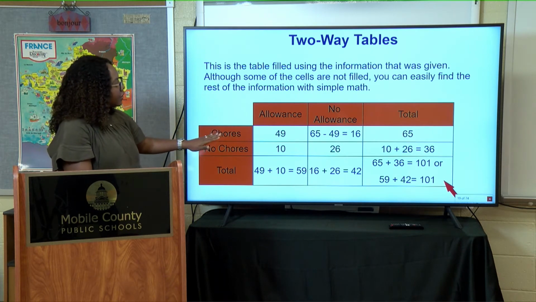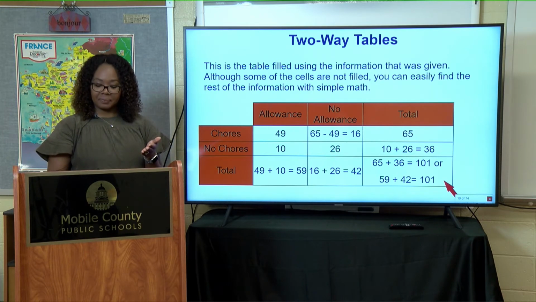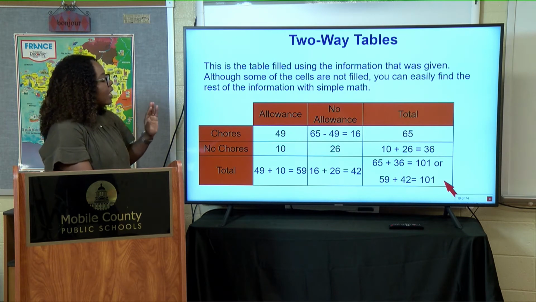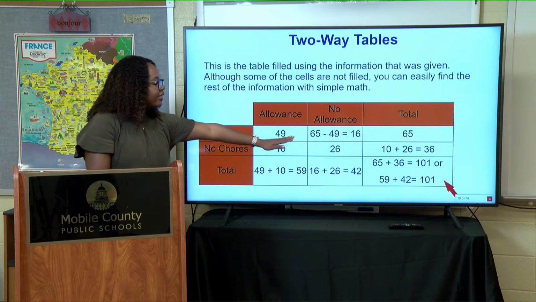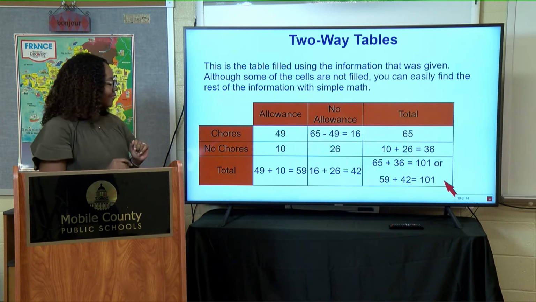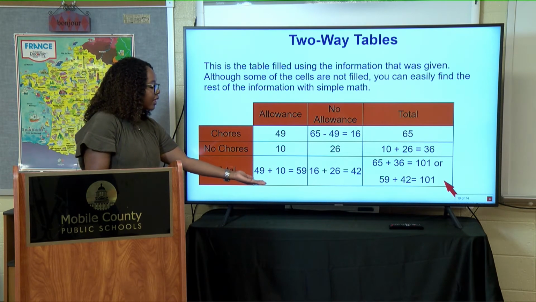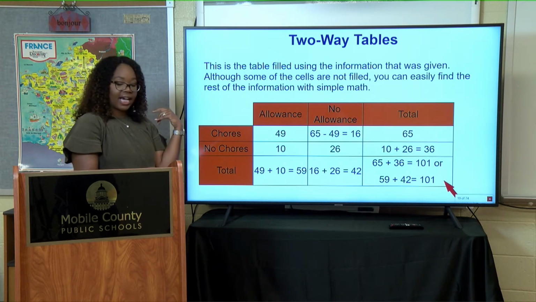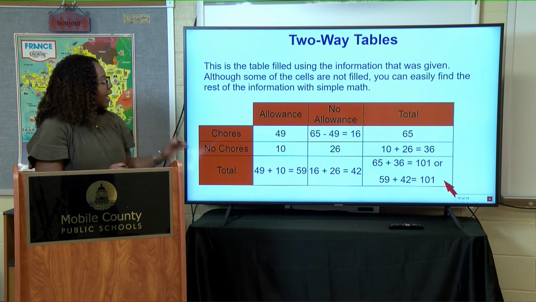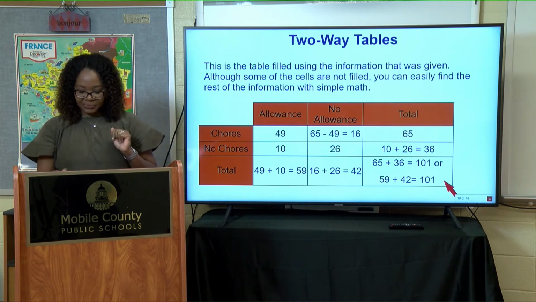For the number of students that complete chores and do not receive an allowance, you should have 16. For the number of students that do not complete chores, the total will be the allowance plus the no allowance, which is 36 students. And just like we mentioned previously, the subtotal for the students that receive an allowance is 59, and I got 59 from 49 plus 10. And the subtotal of the number of students that do not receive an allowance is 42.